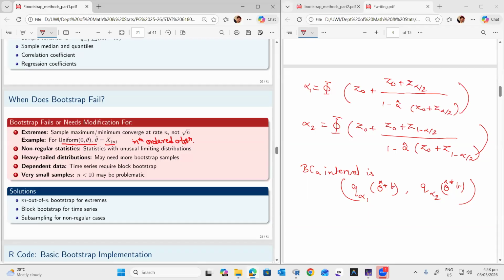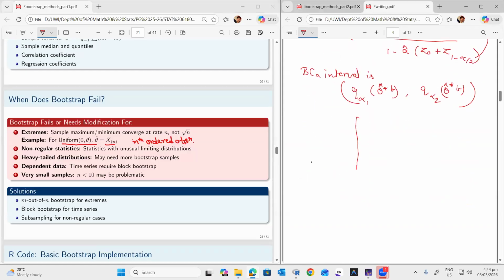All right. Or non-regular statistics, so statistics with unusual limiting distributions. At that time you cannot use that one. Heavy tail distributions, if they are going to provide you. At that time you may need more bootstrap samples, because in the heavy tail most of the sample will lie in the initial part, and only a few observations will be in the tail. So at that time you need more replicates or more bootstrap samples to get better results.